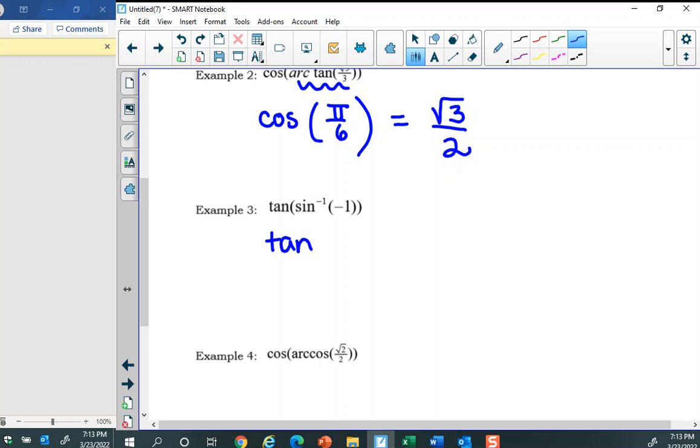Quadrantals are always going to be a little trickier, at least for me. I always have to go, wait a minute. And so ones and negative ones for sines and cosines start me thinking quadrantals. Inverse sine of -1 is -pi/2. And tangent of -pi/2 is undefined.